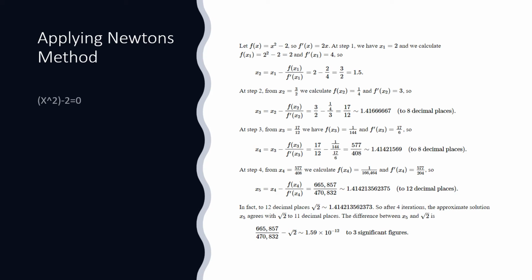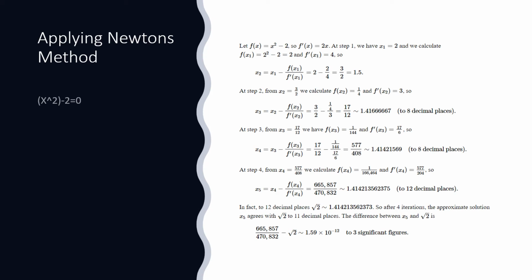The first thing we're going to do is let f of x is equal to x squared minus 2, so f prime of x is equal to 2x. Now at step 1, we have x1 equal to 2. We calculate f of x1, which is 2 squared minus 2, which is equal to 2. This also means f prime of x1 is equal to 4.